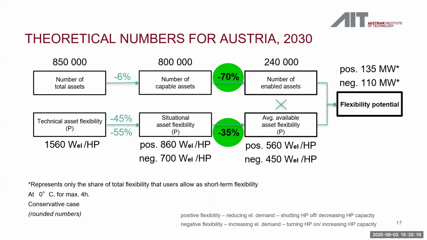And now, where do we start with policy measures that will be shown by Regina a little bit later? We cannot do anything about the technical and environmental influencing factors, but we can do something about the users. So the green highlighted numbers, these we can influence to increase the flexibility potential.